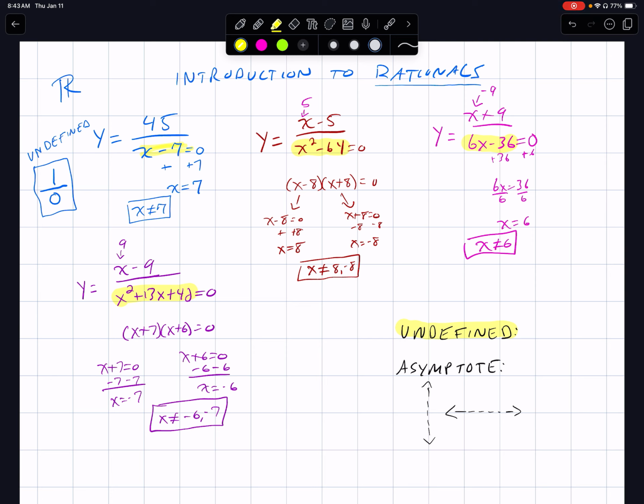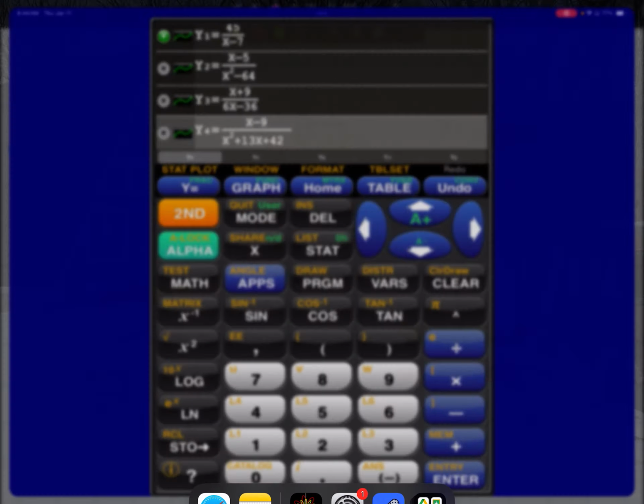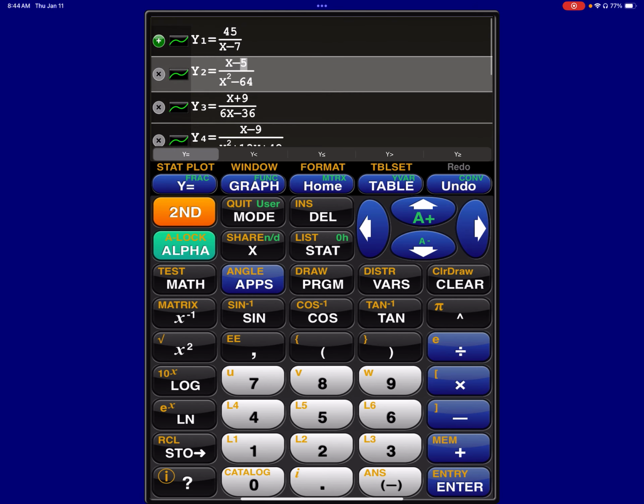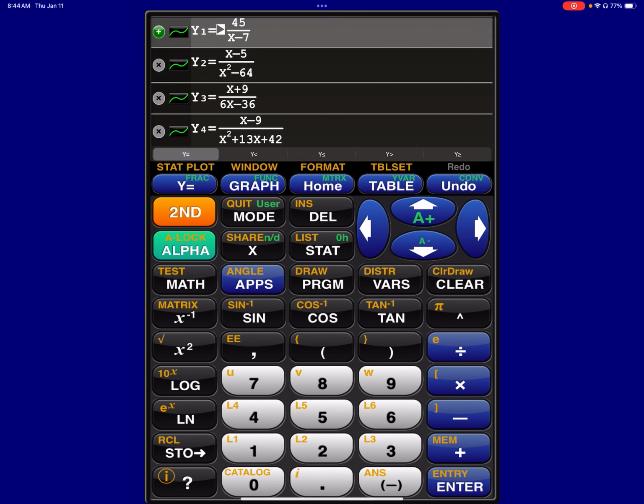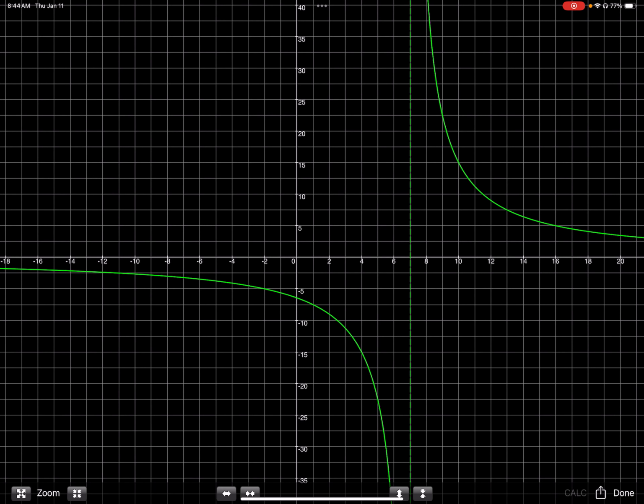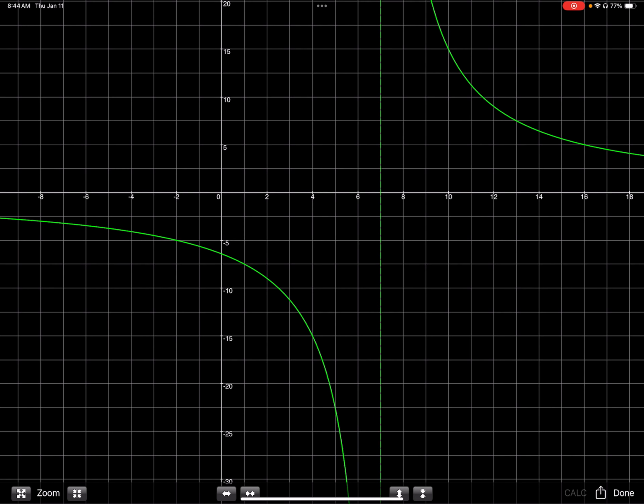So what happens graphically is what is called an asymptote. So if we take a look at the first one, 45 over x minus 7, if I go to graph that in the calculator, you can see I got that on the top. If I take a look at the graph of that, you see a vertical line at 7, right? If I go down, down, down, it'll go down forever, but it'll never touch. And it jumps up to the top, but it never touches 7. You can see it'll get closer and closer to x equals 7, but it will never touch 7.